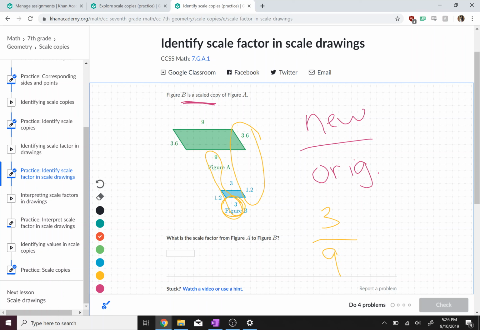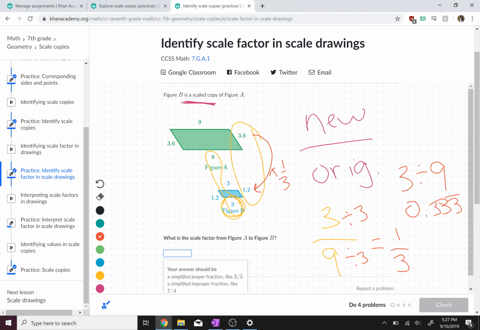Now, yes, it's a fraction, and I could use my calculator and type in 3 divided by 9, which would give me this repeating decimal, 0.333, and so on and so forth. But we're just going to work with fractions. I can simplify this fraction by seeing that both of these numbers are divisible by 3, which tells me that my scale factor is 1/3. And if I wanted to check this with the other sides, I could do that. 3 6/10 times 1/3 is 1 2/10. So I'm going to go ahead and enter that as my scale factor.